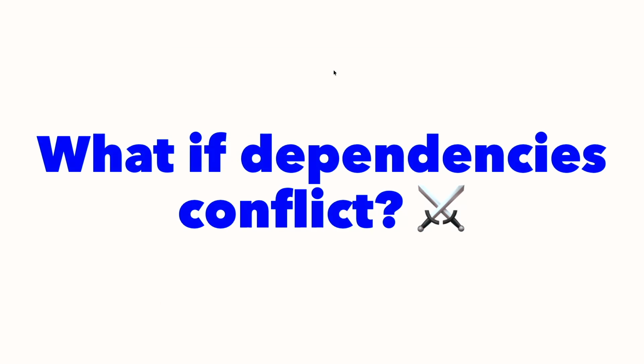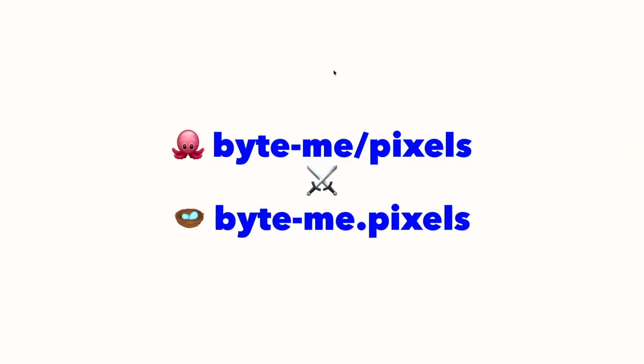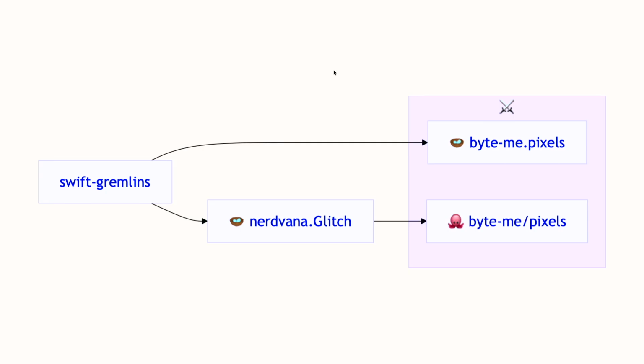Cool. Now, one question that you might ask is, what happens when there is a clash of dependencies? Meaning, what happens if byte me/pixels in GitHub is the same as byte me.pixels in the Swift registry? That's a scenario that can happen when we have, say, Swift gremlins depending on byte me.pixels in a registry, but then Swift gremlins also depends on nerdvana glitch, which depends on byte me/pixels in GitHub.